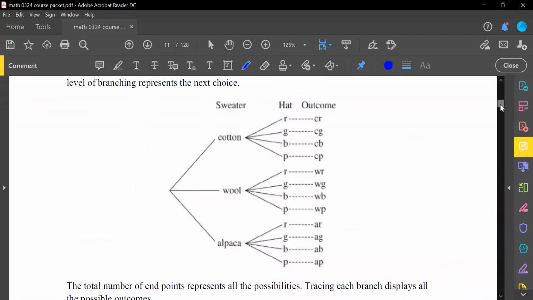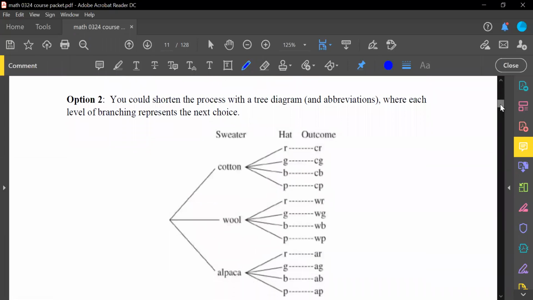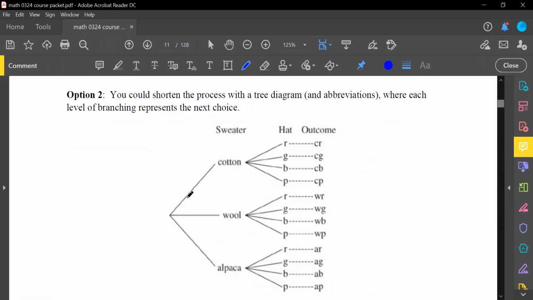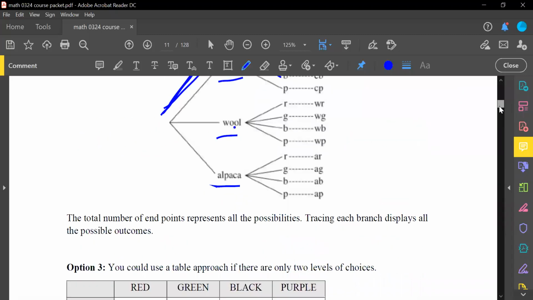Besides just listing them out in an organized fashion, you can also do what's called a tree. With a tree, my first branch is the sweater options: cotton, wool, and alpaca. For each of those, I have 4 hat options: red, green, black, purple. Each of the different colors goes with a type of sweater. If you read down a branch, the first branch here would be a cotton sweater with a red hat, this would be a cotton sweater with a green hat, and cotton sweater, black hat, etc. So reading down those branches gives you all your different possibilities listed out for you. It can be helpful.